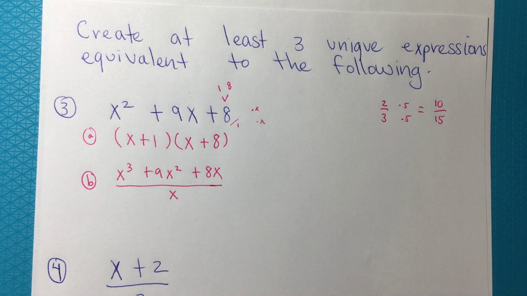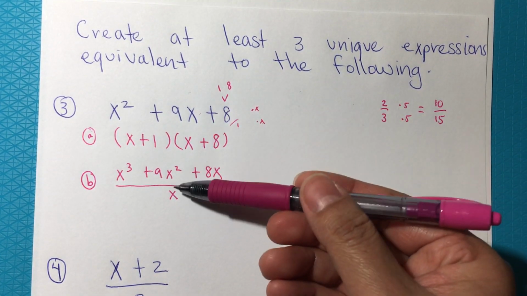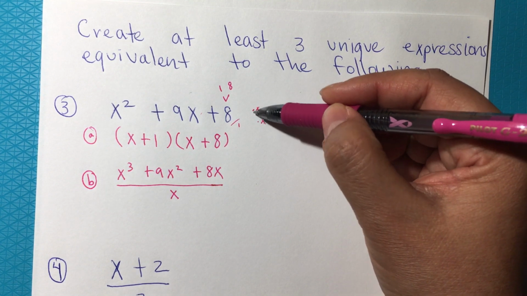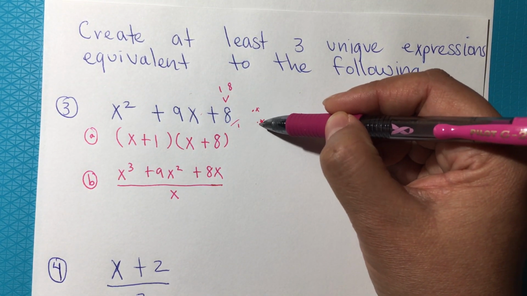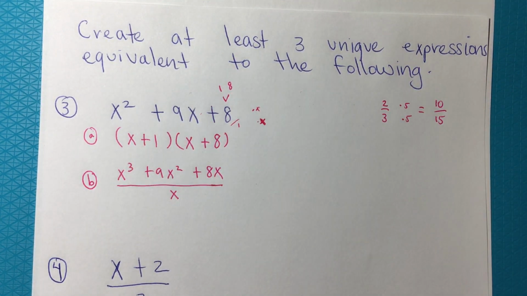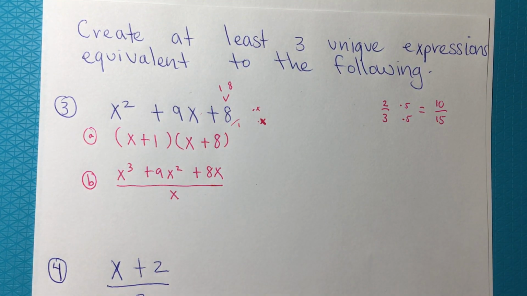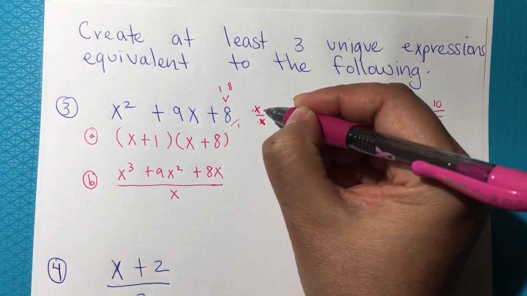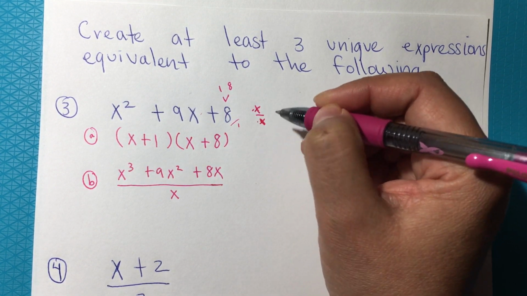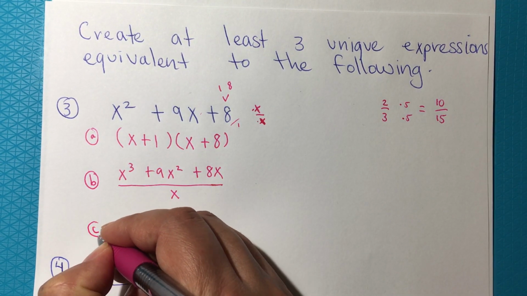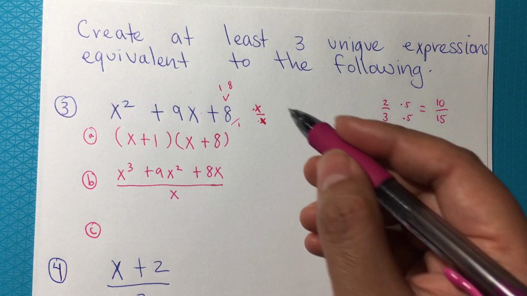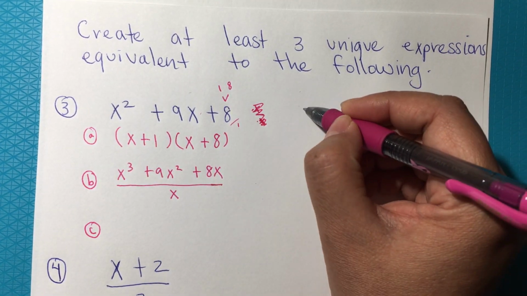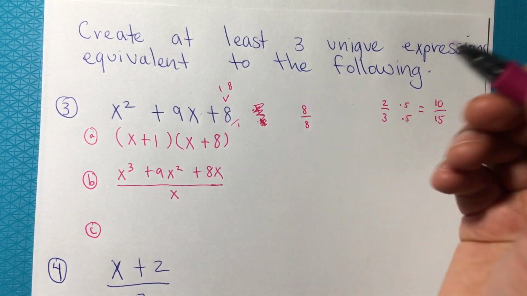So that's another way of rewriting the same expression, by multiplying by 1, because x divided by x is 1, right? We're not changing the initial expression because we're multiplying by 1. I can think of another one by doing the same thing. Instead of x over x, we can multiply by 8 over 8, for example.